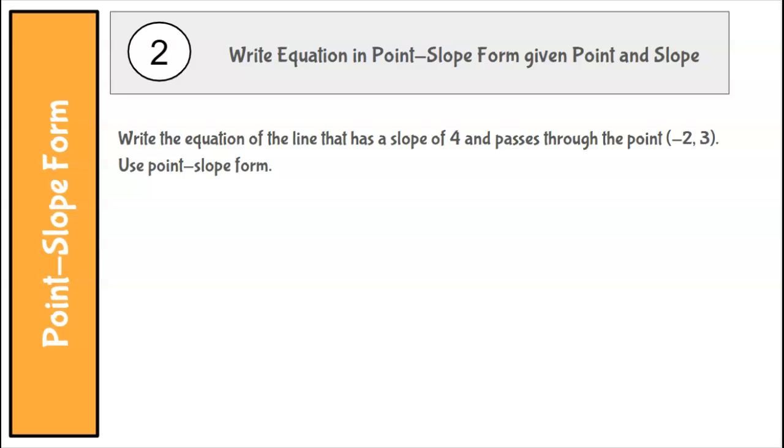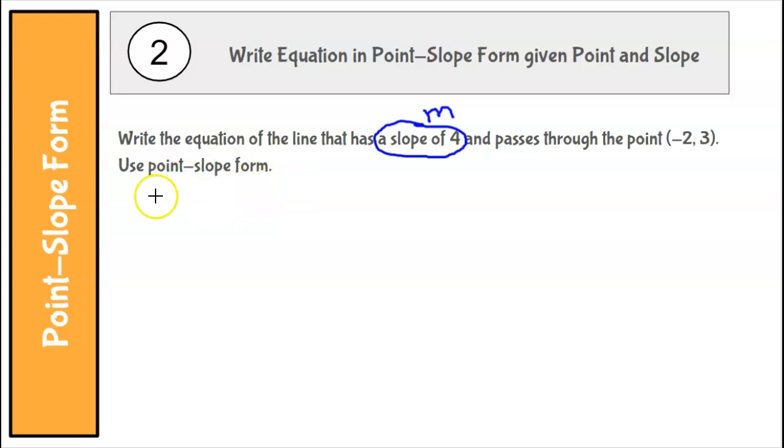In this first example, it says to write the equation of a line that has a slope of 4. So I'm going to circle it and label it m, and passes through the point -2, 3. And it says to use point slope form. Sometimes it'll tell you which form to use and sometimes it won't. If it's a multiple choice question, look at the form that the multiple choice are in, and that's the form that your final answer should be in. But this one clearly says use point slope form.